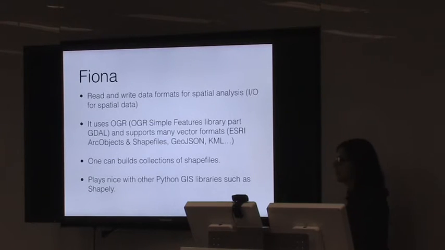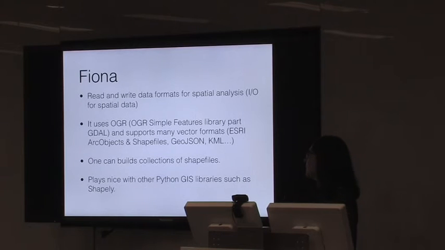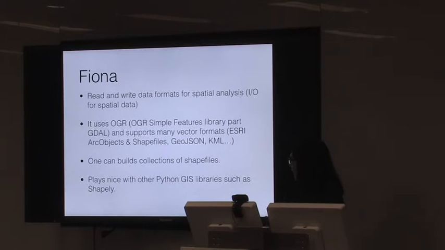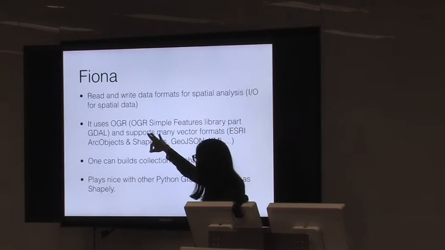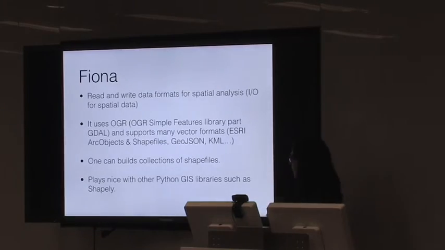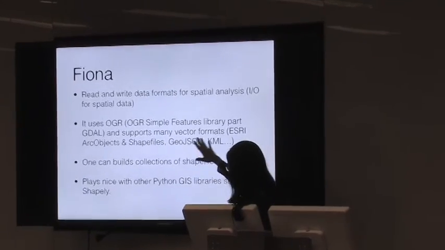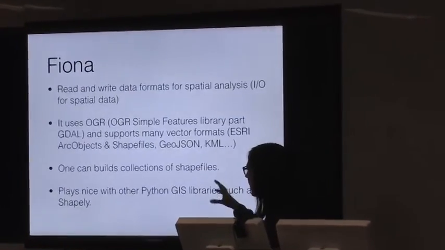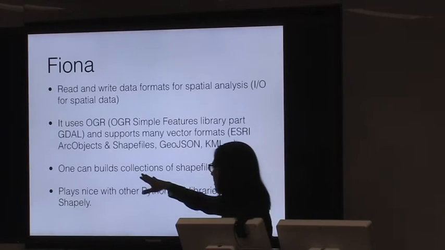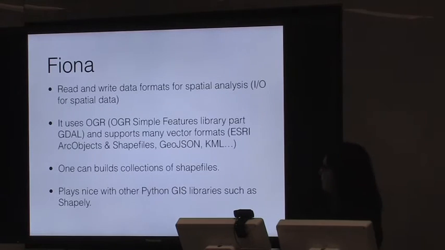So what do we do in Python? What is a standard pipeline? We use Fiona, a library that allows you to read and write data formats. It uses OGR, and this supports many vector formats, such as ArcObject, shapefiles, GeoJSON, etc. So the idea is that you read all the different shapefiles that you might have, build collections, and then use other libraries to start analyzing those things.